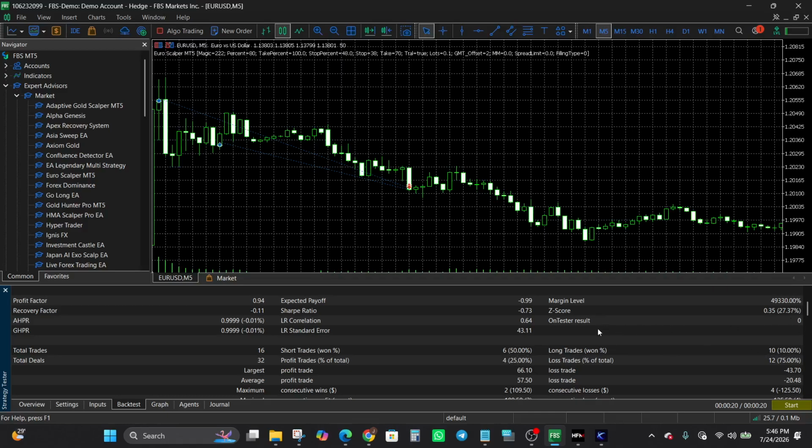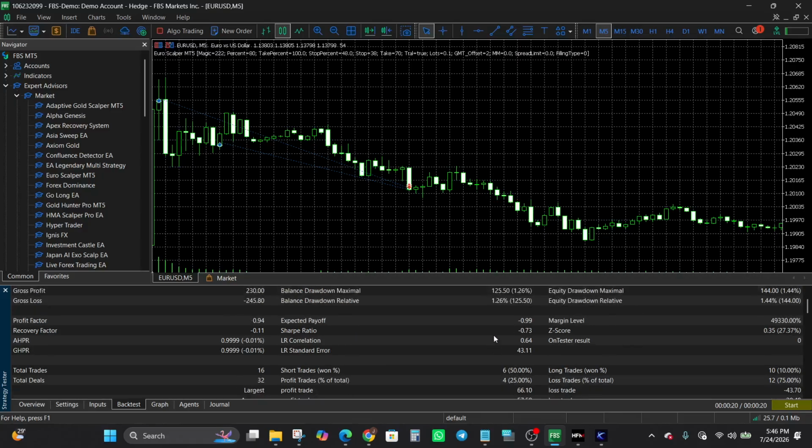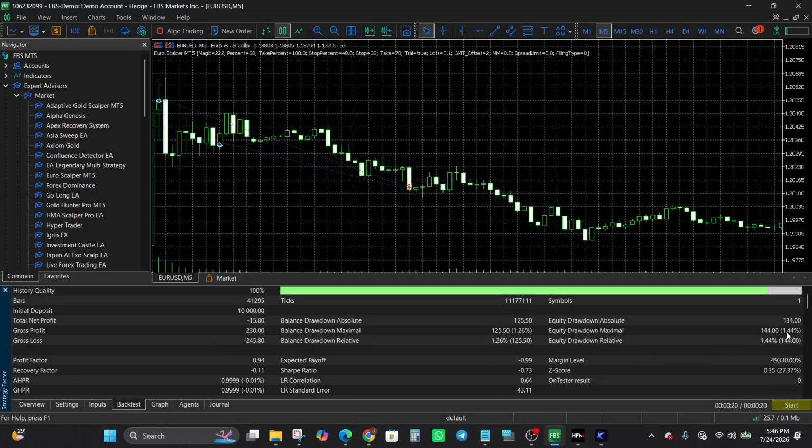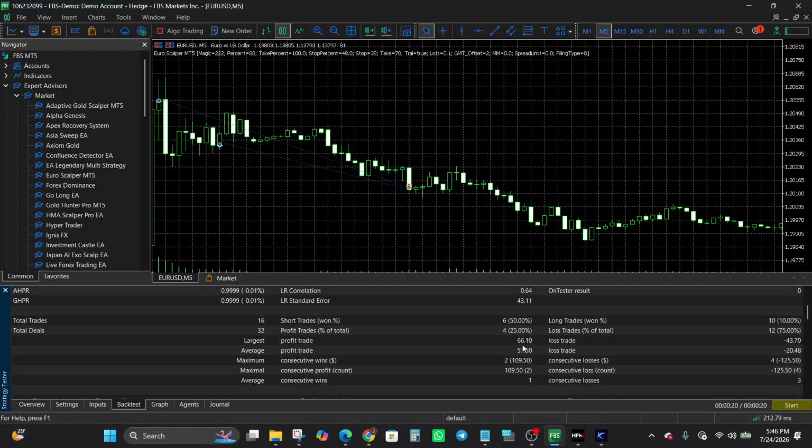On the risk side, drawdown remained exceptionally conservative throughout the test. The maximal equity drawdown was $144, representing just 1.44% of the account balance, while the maximum balance drawdown hit $125.5 or 1.26%. The largest single winning trade yielded $66.10, whereas the largest loss was exactly $43.70.